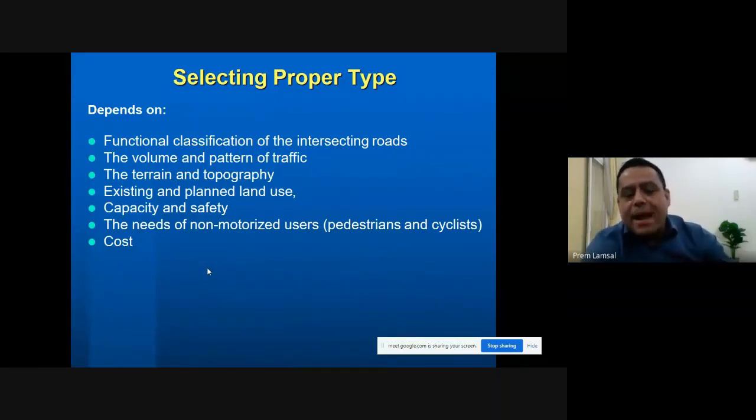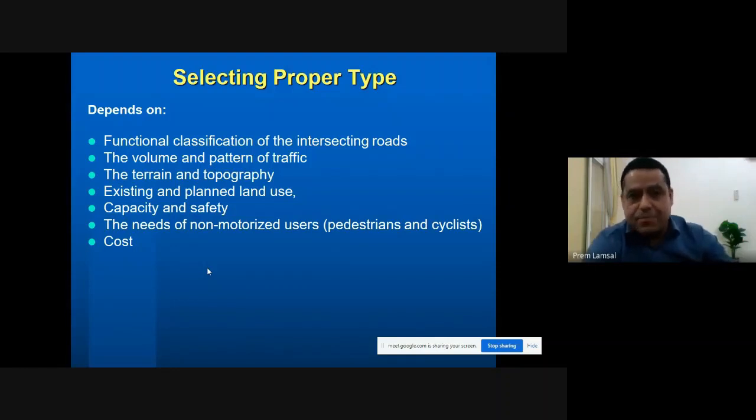Next, the volume and pattern of the traffic the roads are carrying. Next, the terrain and topography, and existing and planned land use. Sometimes we need to consider the planned land use, or whatever future development there is around the road, and the future traffic that the road is going to carry. That will also govern the type of intersection that we select. Next, obviously, the capacity and safety criteria, governed by the capacity of the road, the capacity of the intersection, and safety.